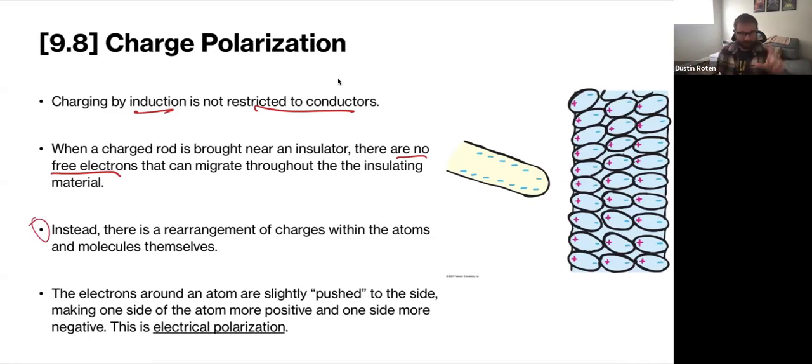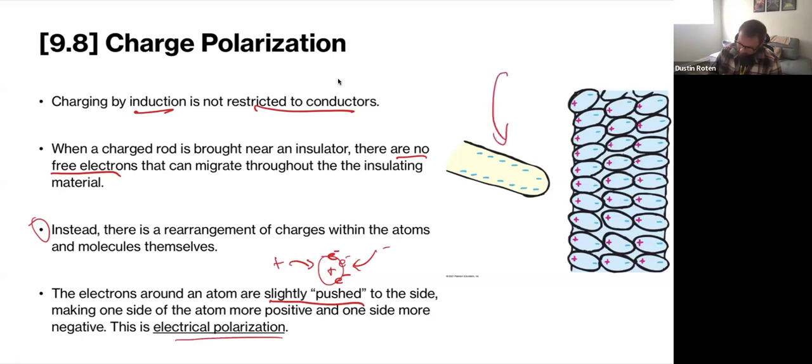Essentially, the electrons around an atom. So if you think about the positive nucleus, electrons flying around, the electrons around an atom are essentially slightly pushed to the side. So they kind of get pushed over here instead of being nice and orbiting around the whole nucleus. What that means is one side of the atom will be just a little more positive and one side will be just a little more negative. And this is electrical polarization.